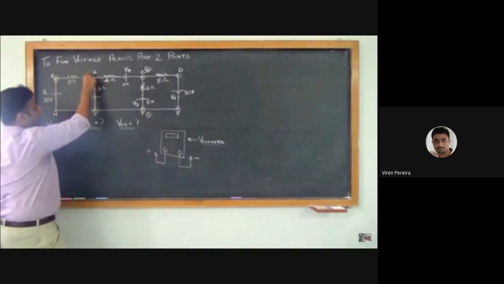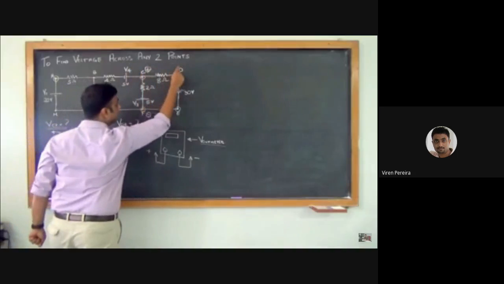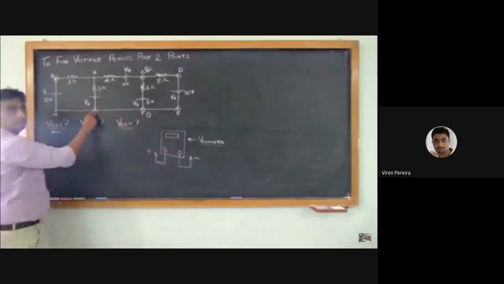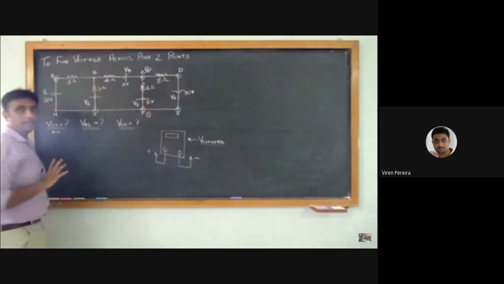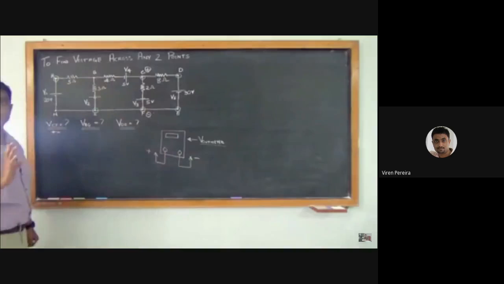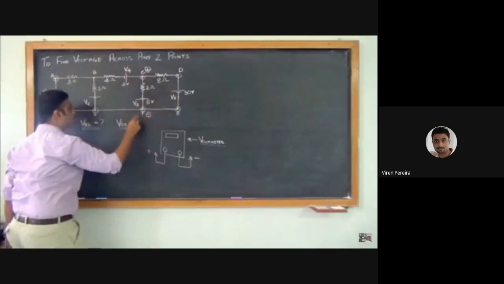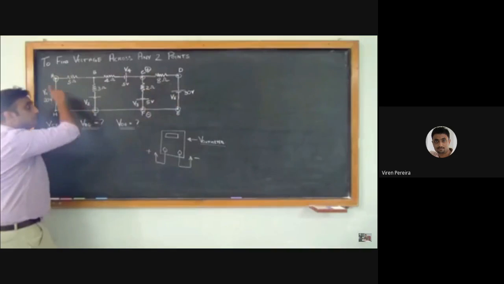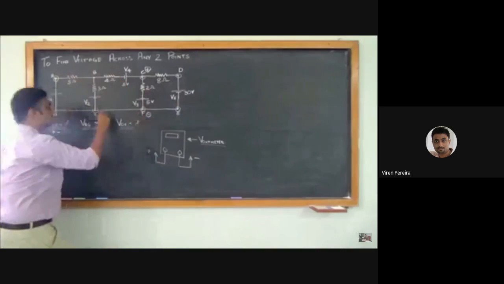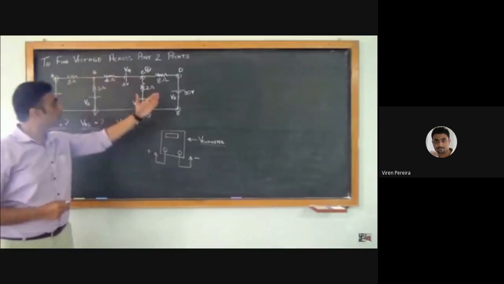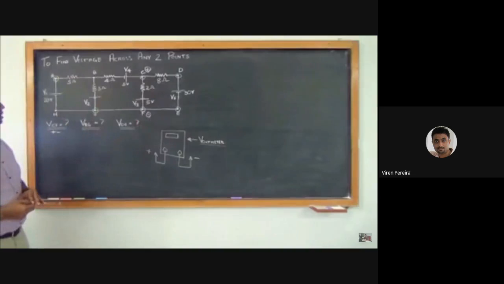Would be A to B, B to C, C to D, D to E, E to F and F to G. This also will be 20 volts. Now what we have to remember here is, it starts at A and you have to end at G. So whichever it is, it has to end up at G. So this is basically how you can find out your voltage.